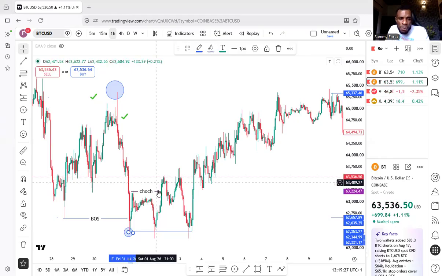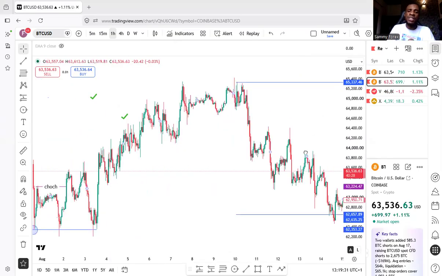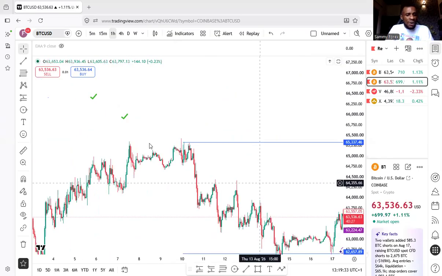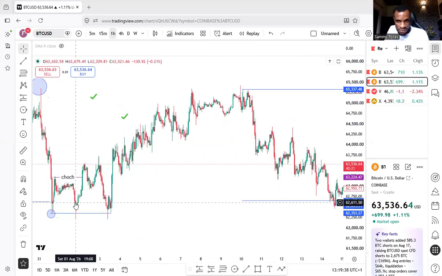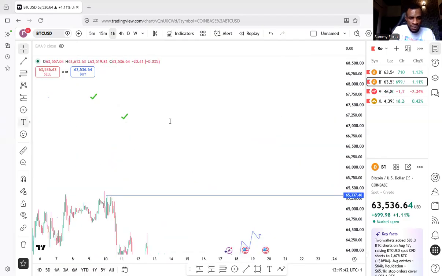Now, before I talk more on what really happened here, let's talk about external range liquidity. Because if we are not talking about external range liquidity, no matter what I want to explain, you will not understand what happened here. Now, what is external range liquidity?